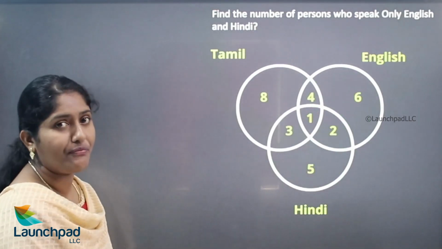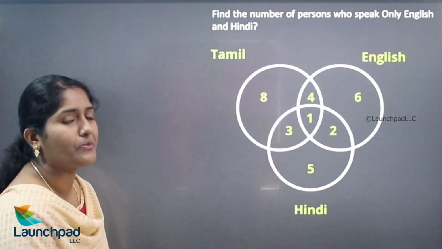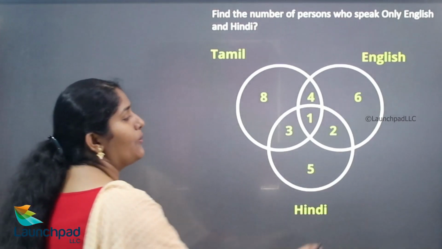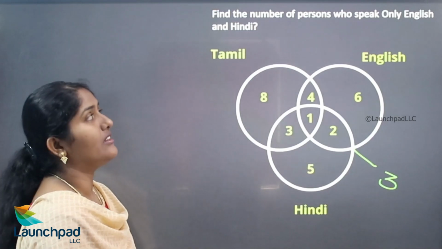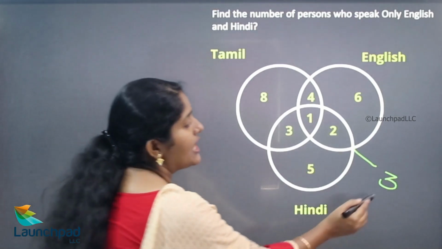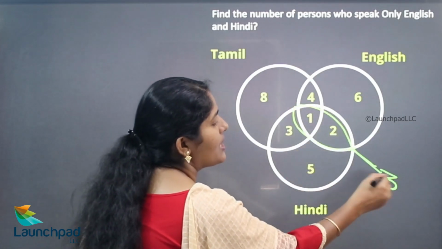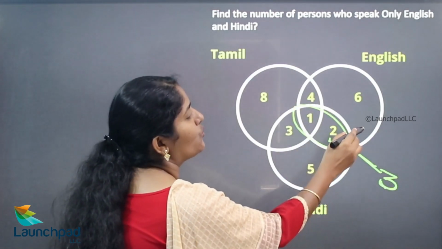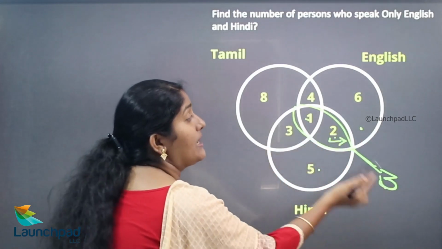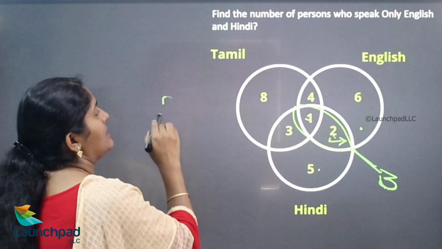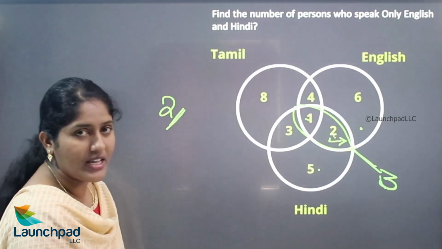Okay, we'll move on to your next question. Find the number of persons who speak only English and Hindi. What is the difference between only English and Hindi, and English and Hindi together? Suppose the value here is 3. Now they ask for only English and Hindi, so we need to take 3 minus the value of the entire circle, which is 1. So 3 minus 1 is 2. So the answer is 2 persons speak only English and Hindi.